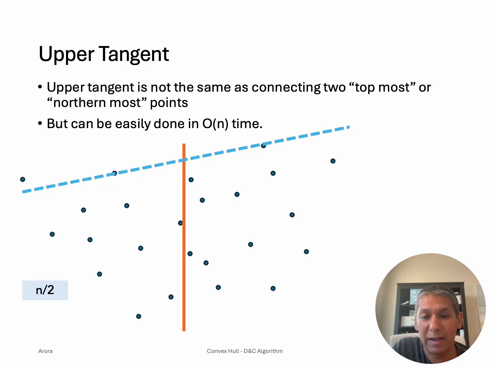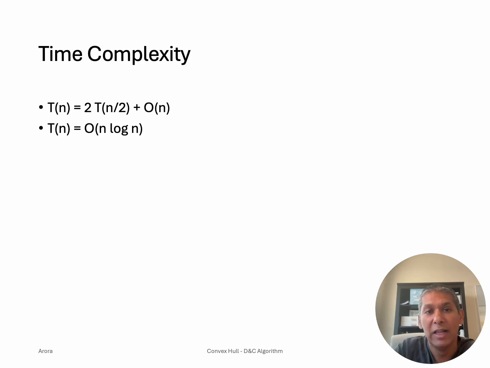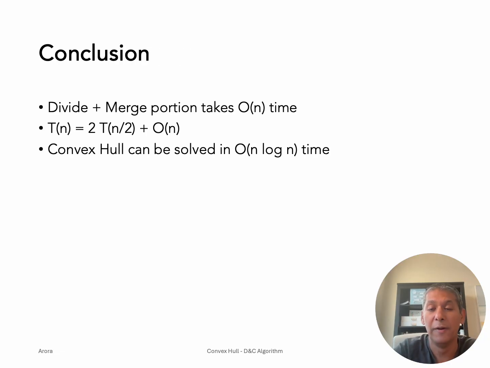But anyhow, the tangent can be easily found in big O of n time. It's a linear time, and similarly for the lower tangent, which gives you your desired time complexity, which is our familiar recurrence relation. T of n is equal to 2 times T of n by 2 plus big O of n, which leads you to T of n is equal to big O of n log n. Again, that's a familiar recurrence relation that keeps coming up again and again in many different divide and conquer algorithms. That's our conclusion, that the divide plus merge portion can take big O of n time, leading to convex hull being solved in big O of n log n time.